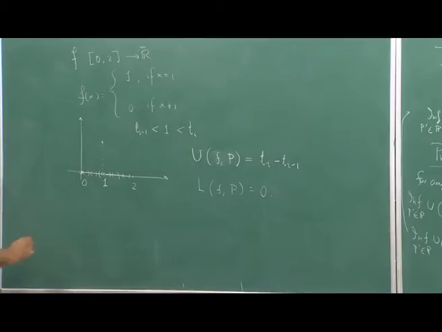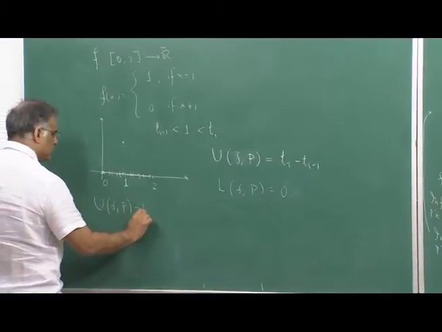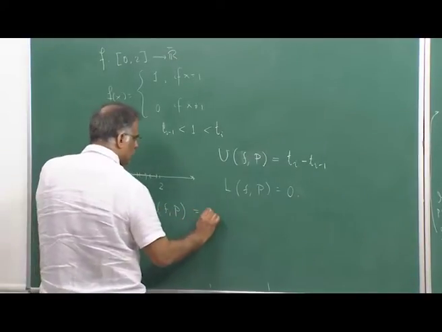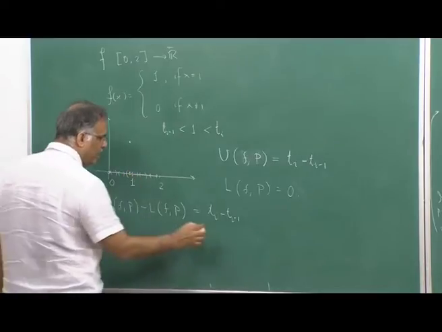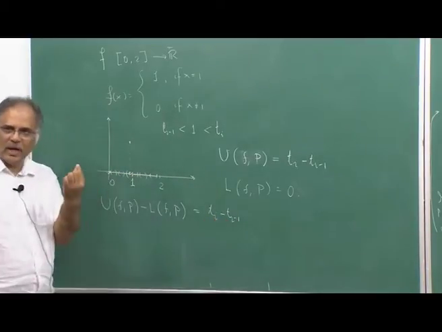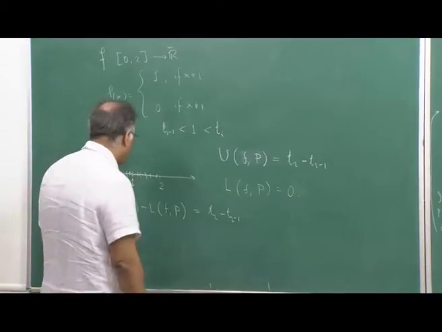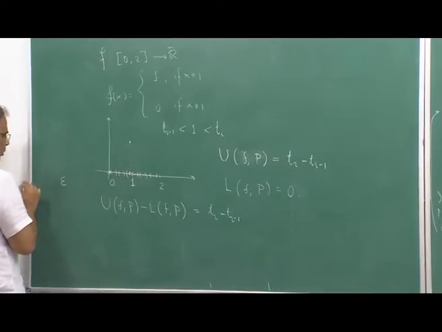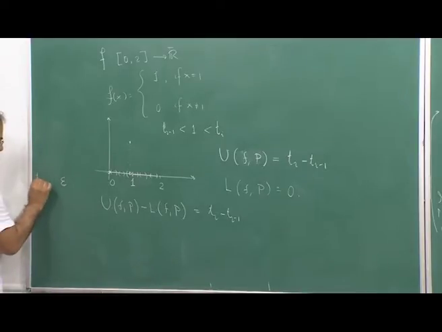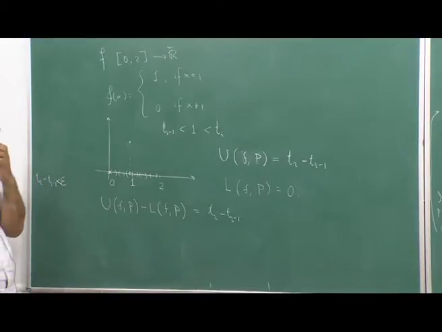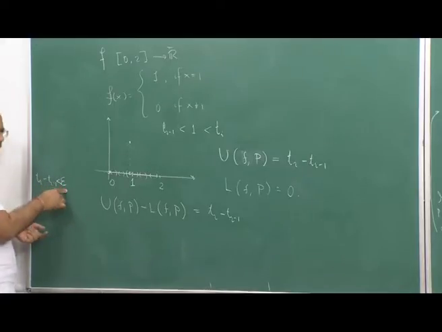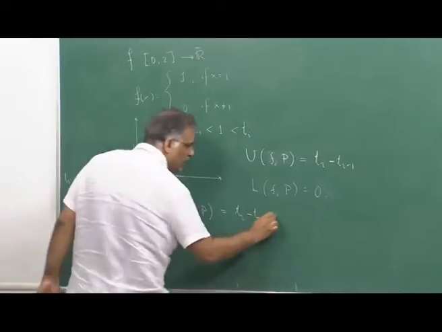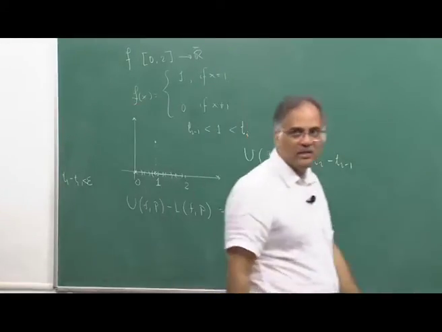Now, what is the difference between U(f,P) and L(f,P)? But I can make the partitions in such a way that I can make this t_i minus t_{i-1} as small as I like. So, suppose I choose an epsilon and I can always choose two points t_i around the point 1, such that t_i minus t_{i-1} is strictly less than epsilon. It does not matter whatever epsilon I have, I can always construct a partition P in which the ith interval t_i minus t_{i-1} would be strictly less than epsilon, and that would contain the number 1. And from that theorem I will immediately conclude that f is integrable.